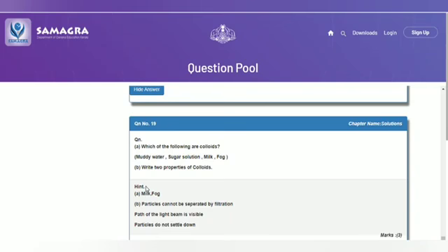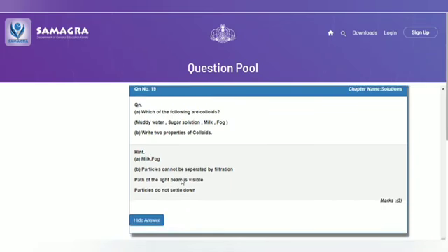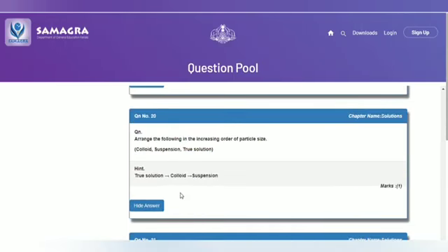Which of the following are colloids? Milk and fog are colloids. Write true properties of colloids. Particles cannot be separated by filtration. The path of the light beam is visible. The particles do not settle down.